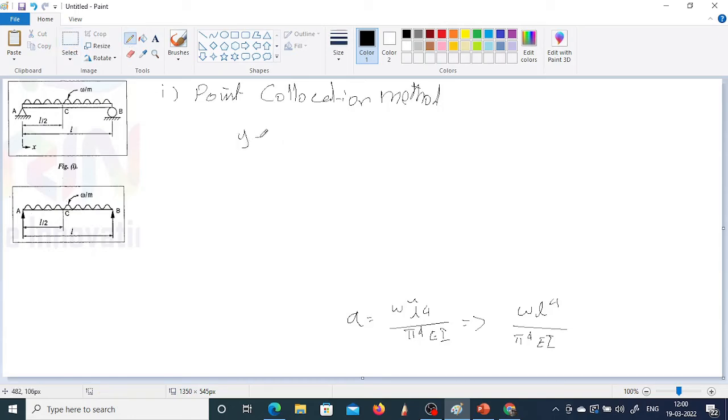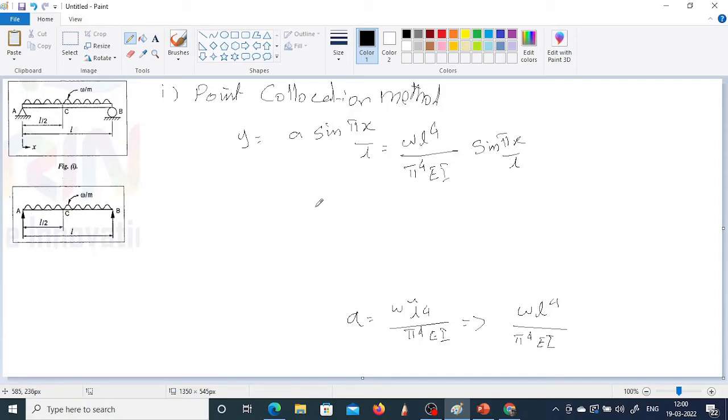Trial function is y is equal to A sine pi x by L. If I substitute A, what happens? Because I identified the A parameter value, the A parameter value is W L power 4 divided by pi power 4 EI. So here I substitute W L power 4 divided by pi power 4 EI into sine pi x by L.